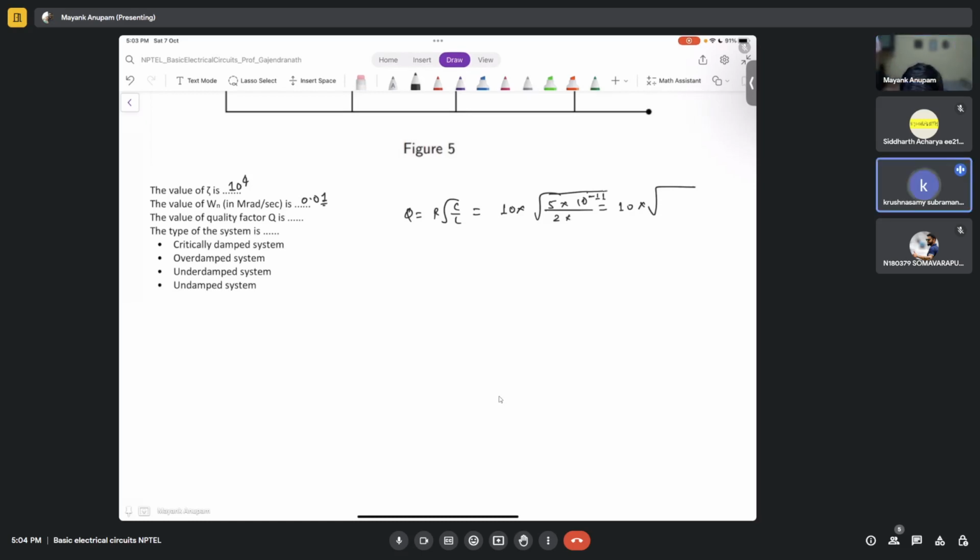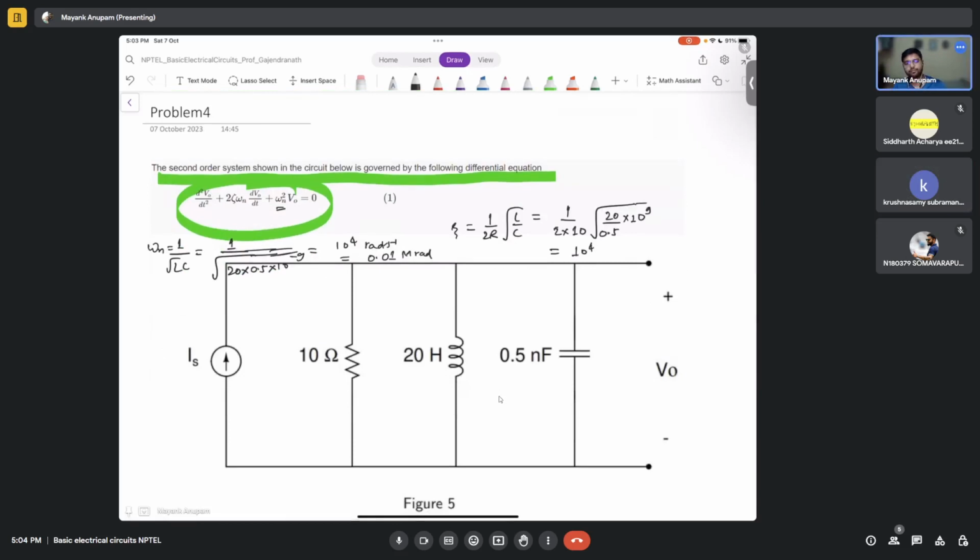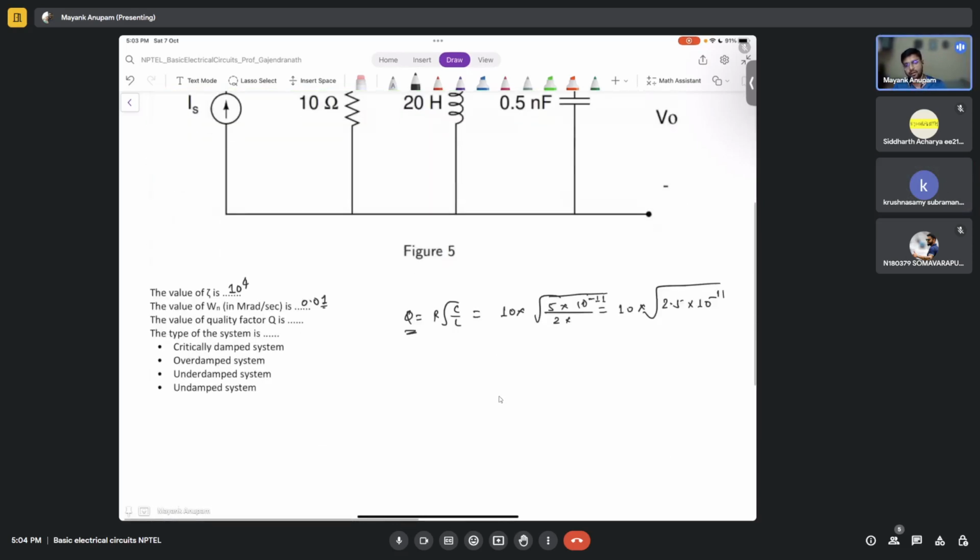Correct? So it will be something like 2.5. Don't bother calculating it. It will be very small, right? The quality factor is actually very small, isn't it? See, the quality factor is very small.